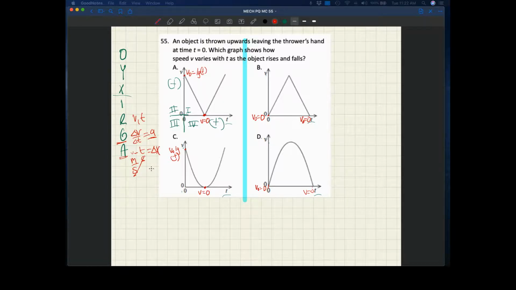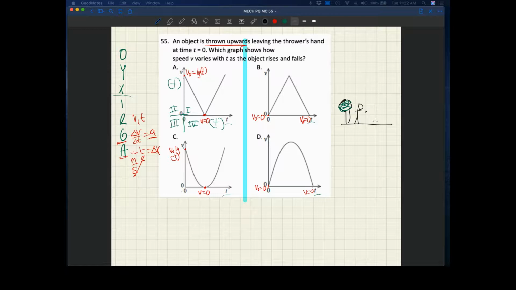All right, so an object is thrown upward. So let's first create what happens when we throw something upward. If we have a person like so, and that's a tree, of course. You recognize that being a tree. Person is standing on the ground, and they throw something upward.